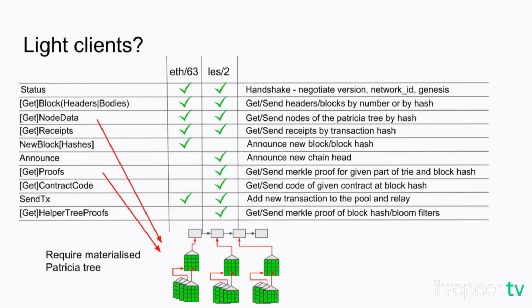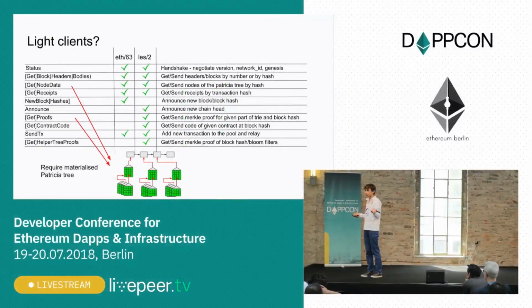What GetNodeData does is give you a hash inside the Patricia tree, at any point in history or any point in current state, and you're supposed to give back the RLP of that. I cannot do that because it doesn't give me any information about where in the history it is. Even if I wanted to, it doesn't tell me that it was for block 1000. It's just a hash. I don't have all these hashes.